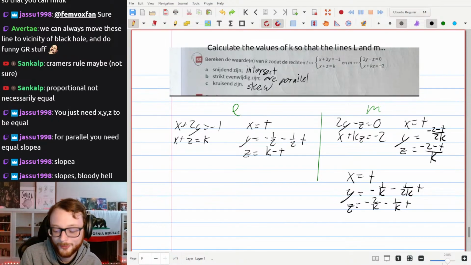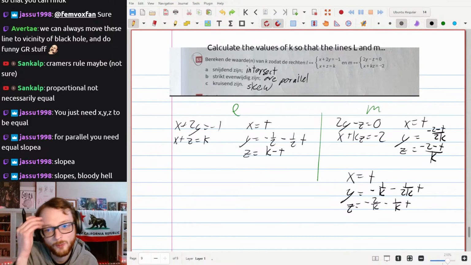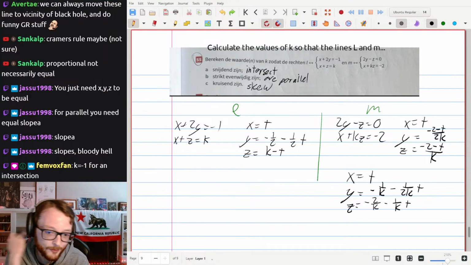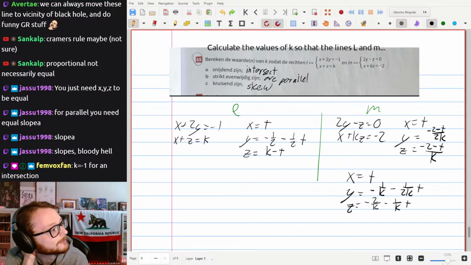So for intersection, the stupid thing would be to have four equations and four unknowns and solve it that way, right? Is there a more clever way we can do this? k equals -1 gives an intersection. Is that guess and check?